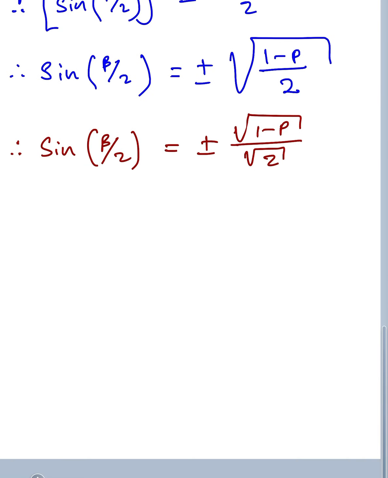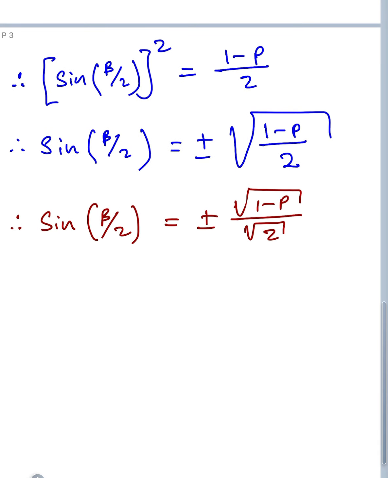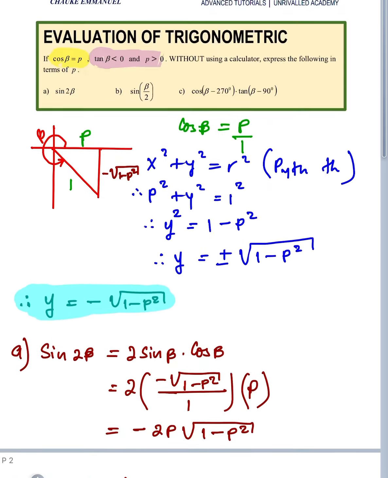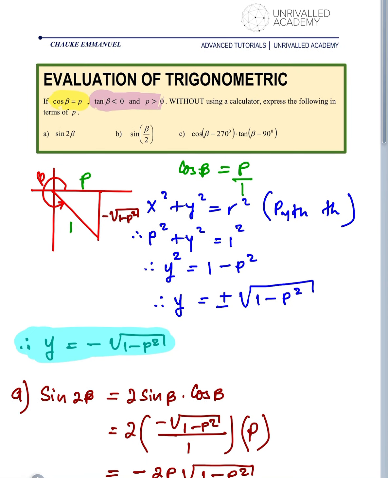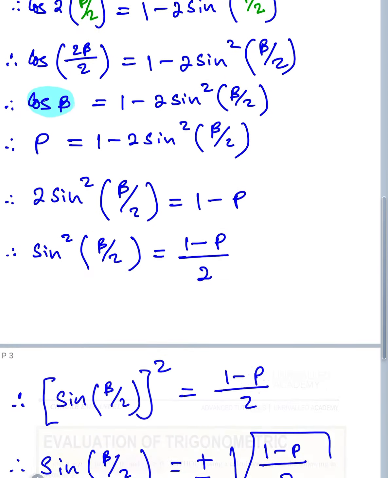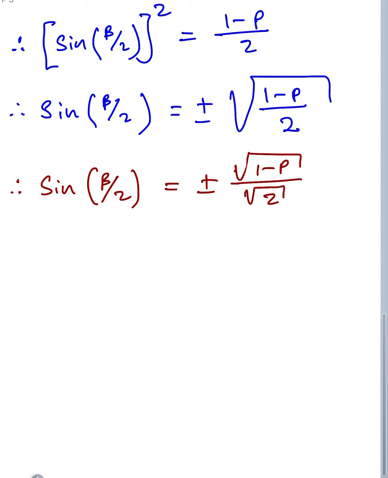This is still allowed in that view. So I'm not going to solve the c part. Let's check the c part. The c part is cos of beta minus 270 and then multiply by the tangent of beta minus 90 degrees. So I'm gonna copy that now.